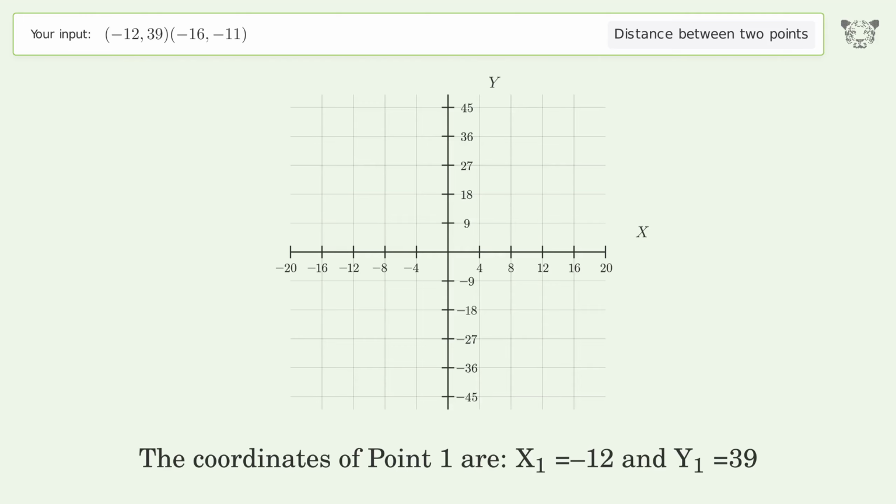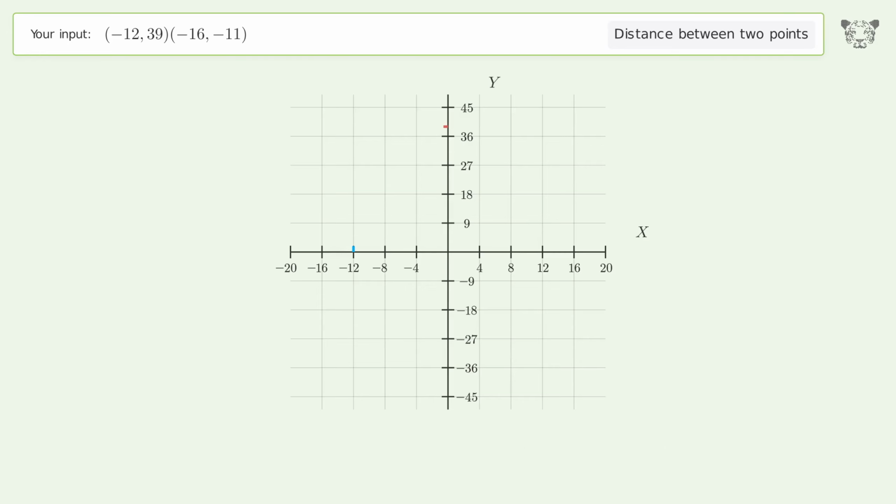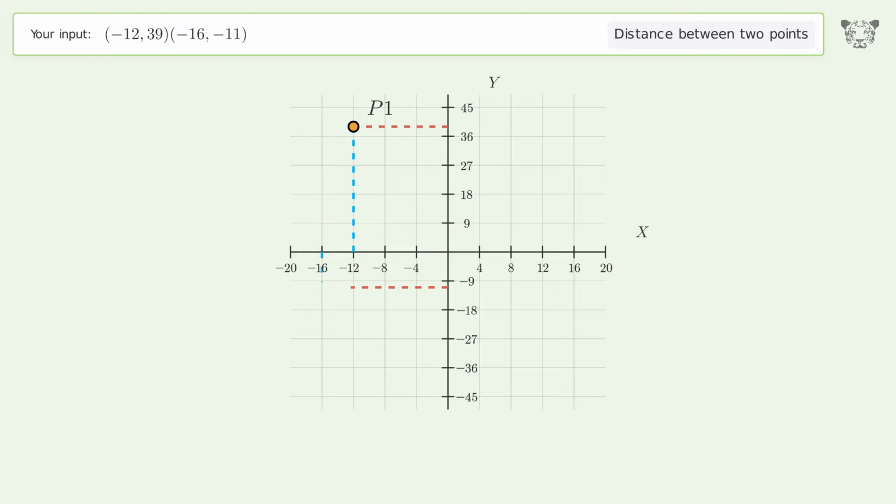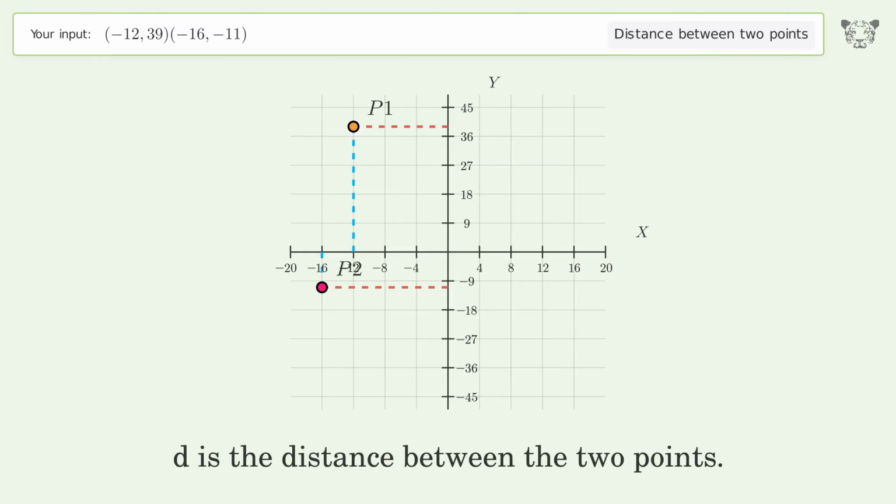The coordinates of point 1 are x1 equals -12 and y1 equals 39. The coordinates of point 2 are x2 equals -16 and y2 equals -11. D is the distance between the 2 points.